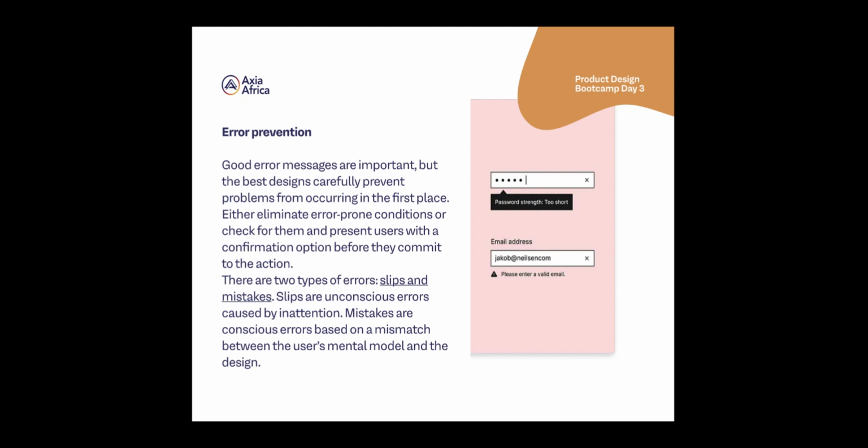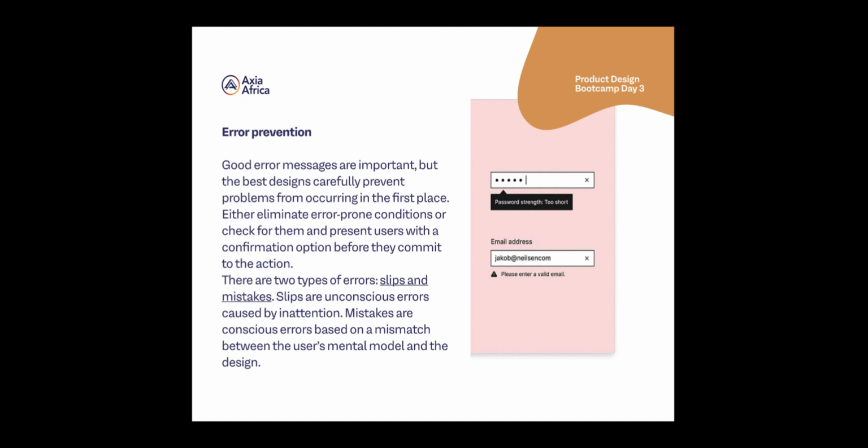And if you have noticed, most platforms now are beginning to get acclimatized to this particular principle. While you are typing your password, they will immediately tell you whether it's short or long, whether you have not added an alphanumeric character, whether it is not up to 8 characters. When you are entering your email, they immediately tell you whether it's valid or not. You either eliminate error-prone conditions or check for them and present users with a confirmation option before they commit to the action. Make sure they confirm.